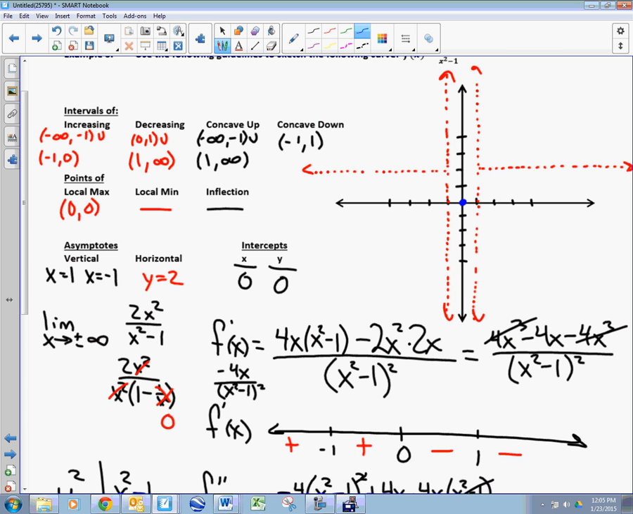Let's look before that and see if it's in the top or the bottom. It says to me that from negative infinity to negative 1, it's concave up and it's increasing. So will it be in the top or bottom? Top.